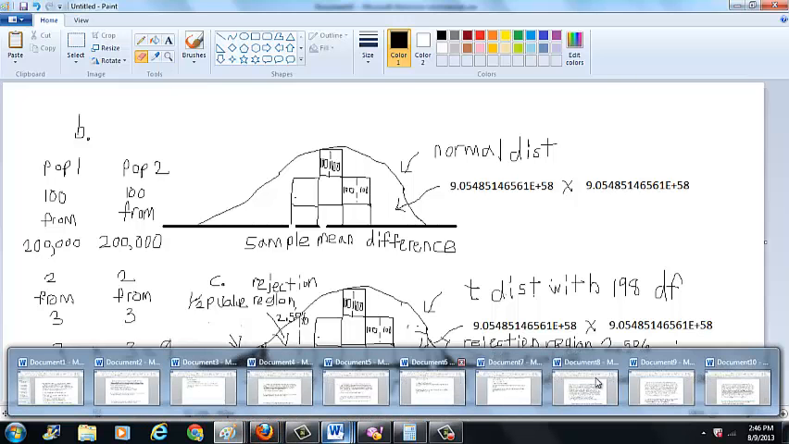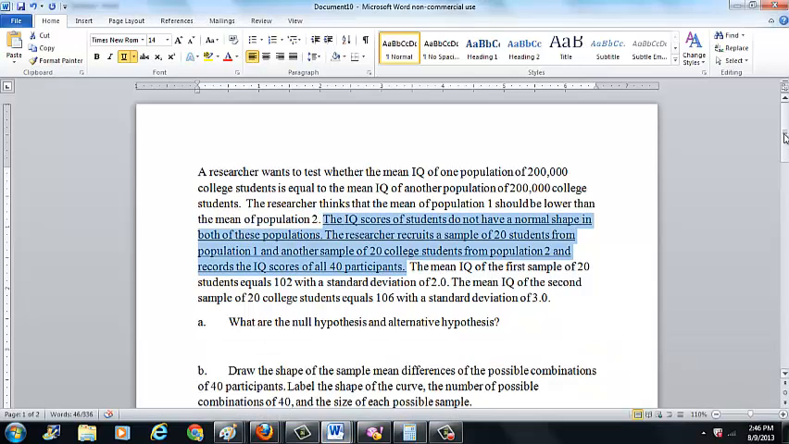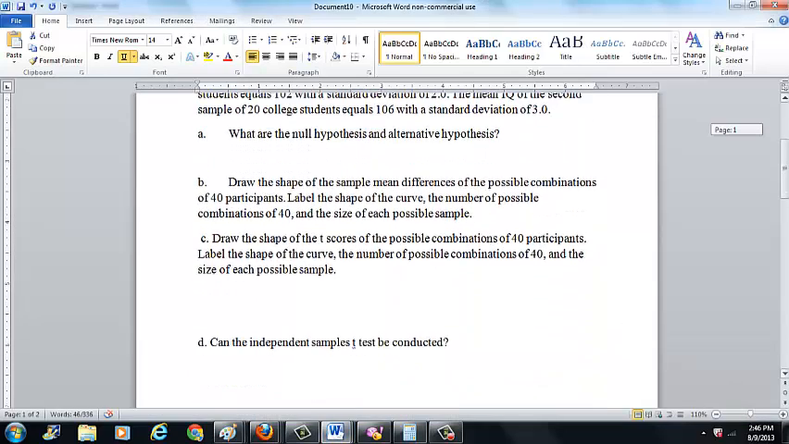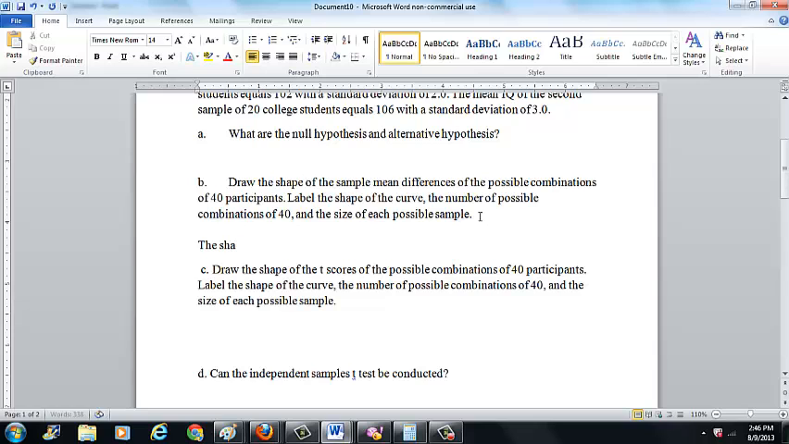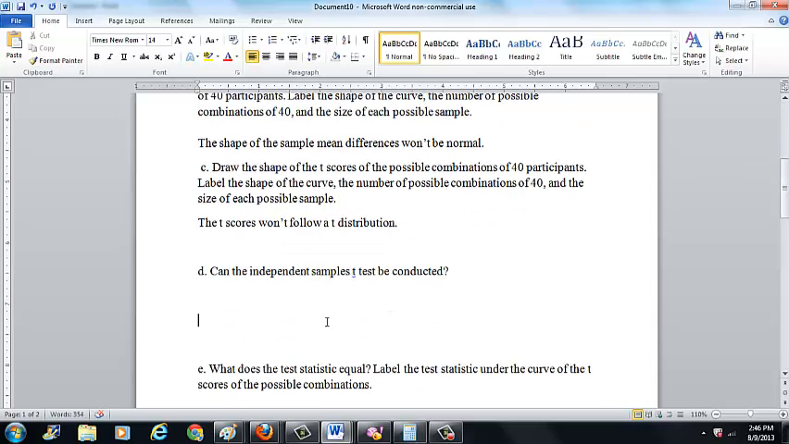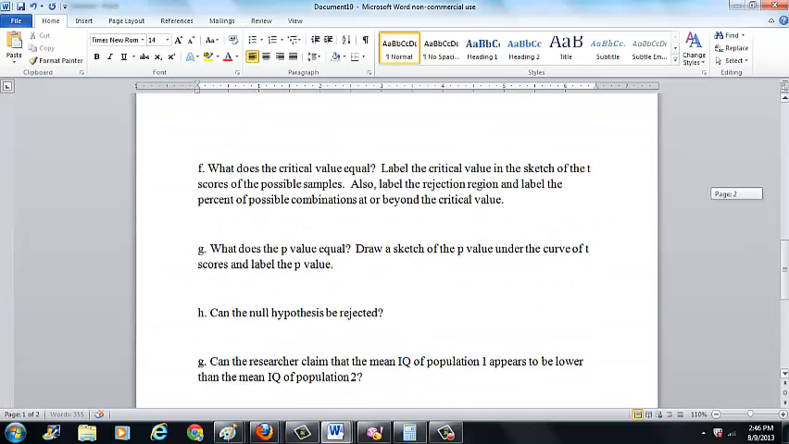What that means is the shape of the sample mean differences won't be normal. The t-scores won't follow a t-distribution. And the test can't be conducted. And that's all you have to say for this question. You don't have to answer any of the other questions because you just can't do the test.